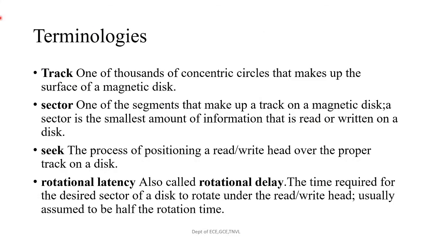And these are all the terminologies. A track is one of thousands of concentric circles that make up the surface of a magnetic disk. A sector is one of the segments that make up a track on a magnetic disk. A sector is the smallest amount of information that is read or written on a disk. The seek is the process of positioning a read or write head over the proper track on a disk. What is rotational latency? It is also called rotational delay. It is the time required for the desired sector of a disk to rotate under the read write head. Usually, it is assumed to be half the rotation time.